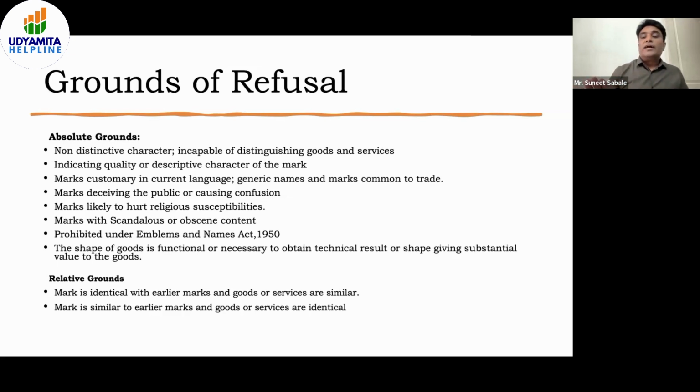These are not allowed. Okay, relative grounds: mark is identical with earlier marks, and goods or services are similar. Even in the same classification, if the goods and services are different, you can still opt to get protection, because you are distinguishing in the particular class itself that this guy is selling these products, I am selling these products. There is no conflict. Mark is similar to earlier mark, and goods and services are identical. In that case, it will be difficult.